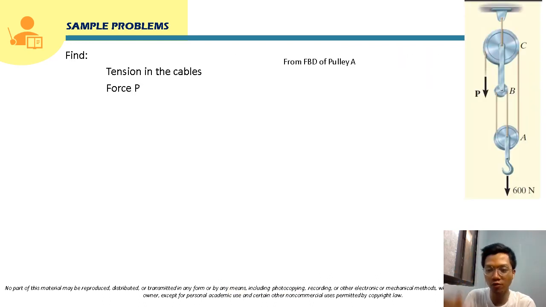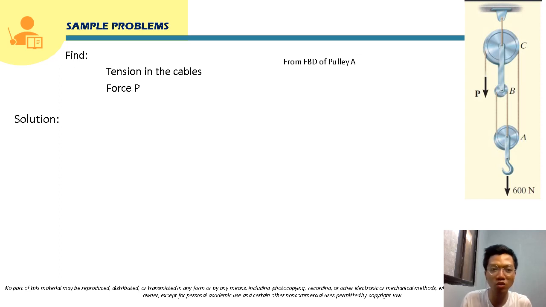So let's start solving this. Again, we are asked to solve for the tension in the cable. So this is the cable, and we are going to solve for force P. To solve this, we have to draw the free body diagram of these pulleys so that we can see the tension forces provided by the cables. Actually, this pulley system supports a 600 Newton load here at this end. So let's start constructing the free body diagram of each pulley.